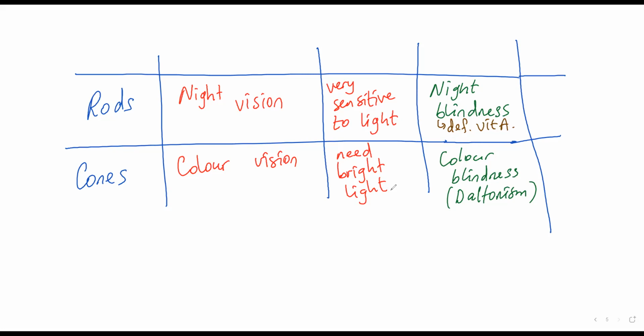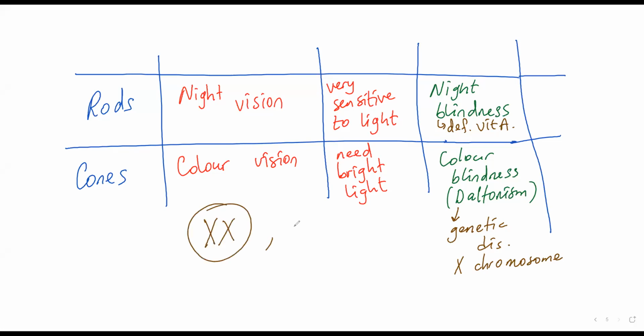But what about color blindness, guys? What do you think? What's the reason of color blindness? Is it genetic? Yes, of course. This is a genetic disease, which is passed by the X chromosome, guys. You know, we have chromosomes which affect our gender. We call them sex chromosomes. Females have 2 X chromosomes, and males have one X and one Y chromosome. So this disease is carried by X chromosomes, guys.